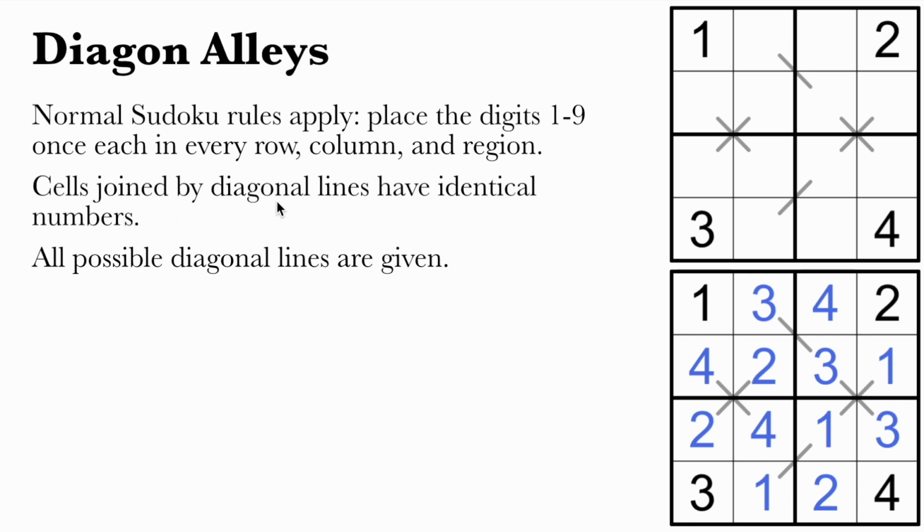Cells joined by diagonal lines have identical numbers. So these little lines that are given in the puzzle are telling us that the two numbers that they connect are going to be identical. And there is a negative constraint: all possible diagonal lines are given. So because there is no diagonal line between, say, these two cells, we know that these two must be different numbers. Those are the rules of Diagon Alleys, so it's time to solve a puzzle.